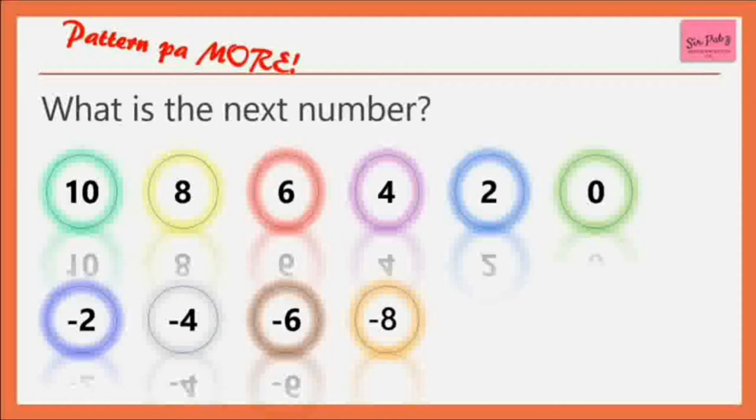From 2, we subtract 2 to get 0. From 0, we subtract 2 to get -2. From -2, we subtract 2 to get -4. From -4, we subtract 2 to get -6. From -6, we subtract 2 to get -8. So that's it.